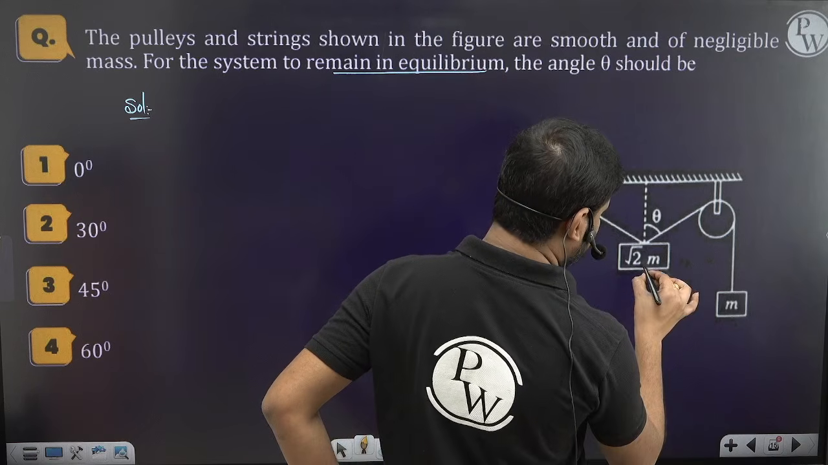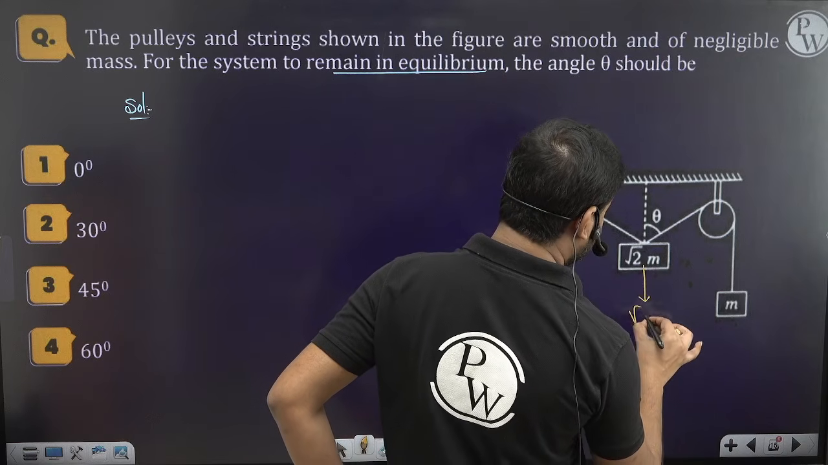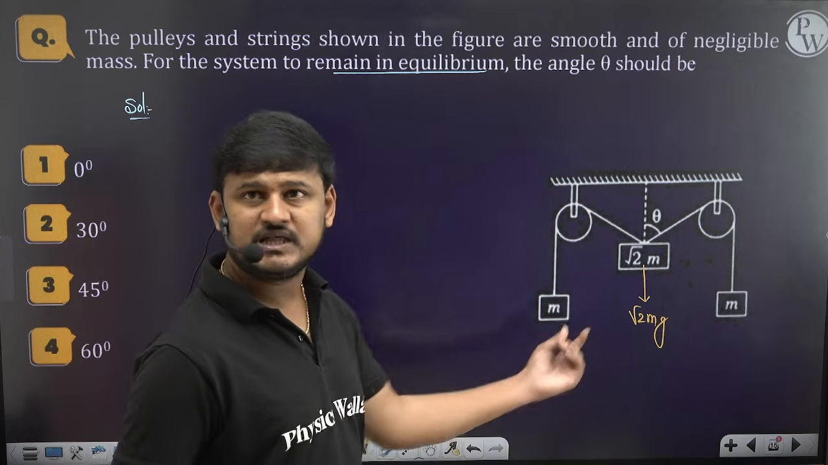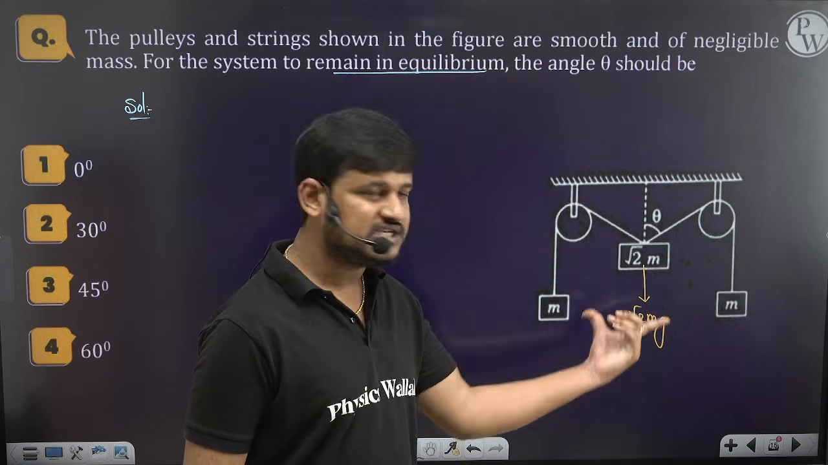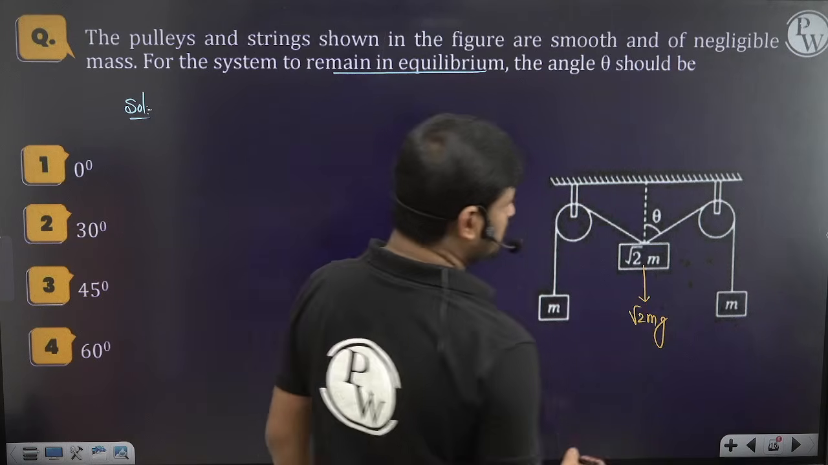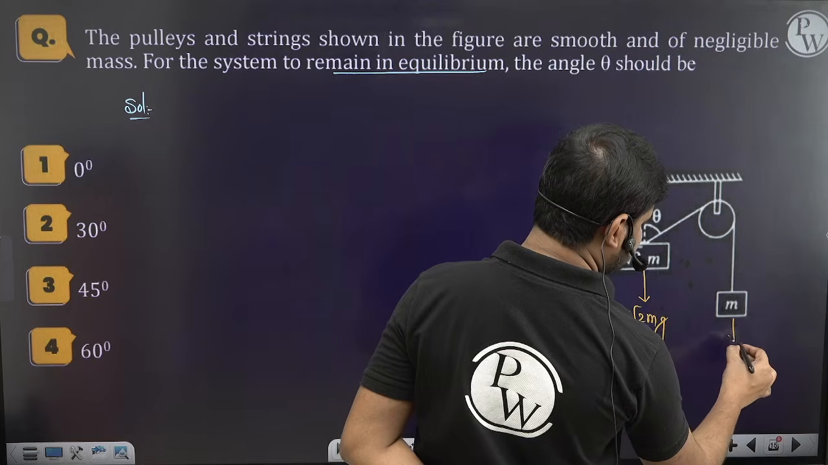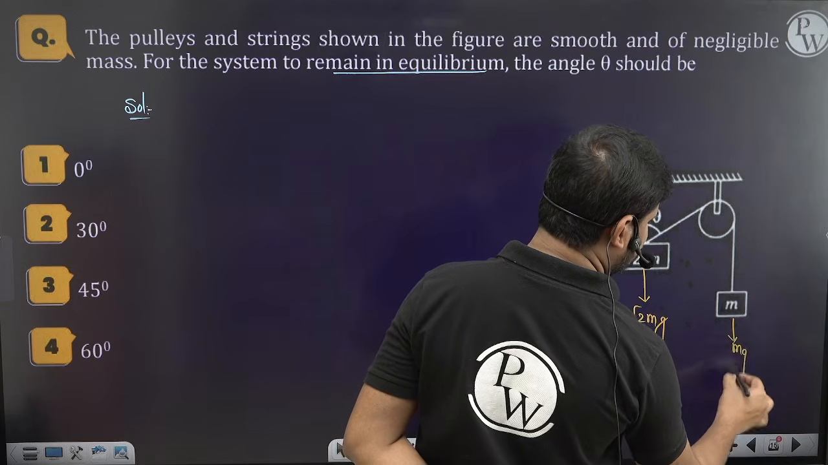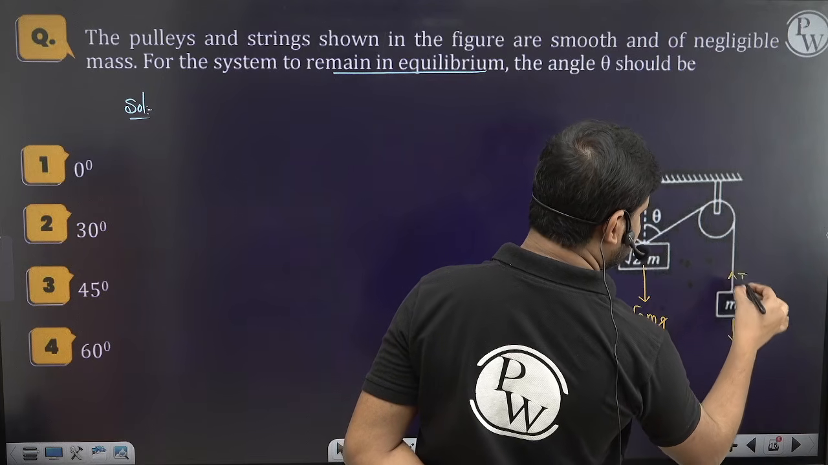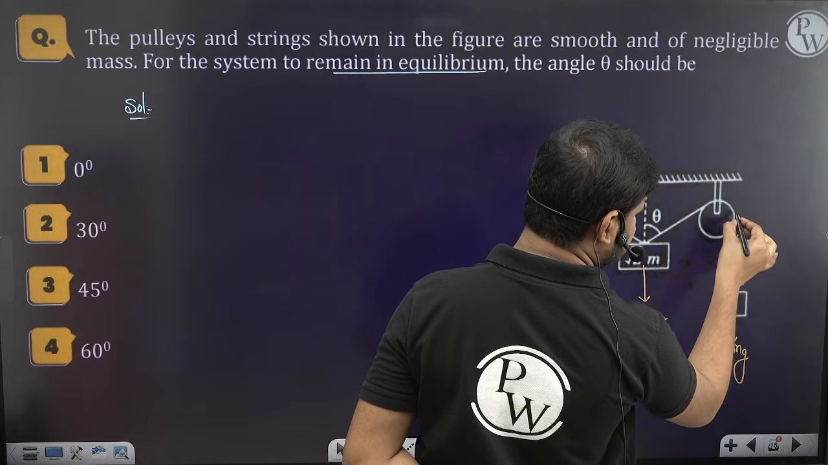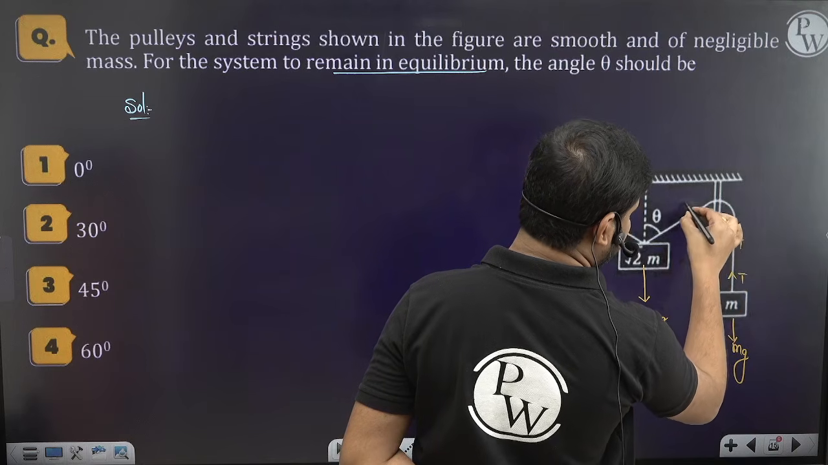So this is the root 2m. For this root 2m, into its g will be the weight. And then see here, this is a mass m. Let's suppose its weight mg acts downside, and let the tension be T. There is no mass in between, so the tension here is T. This is a massless pulley, so here the tension is T.